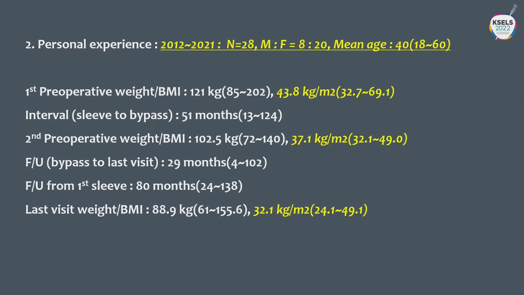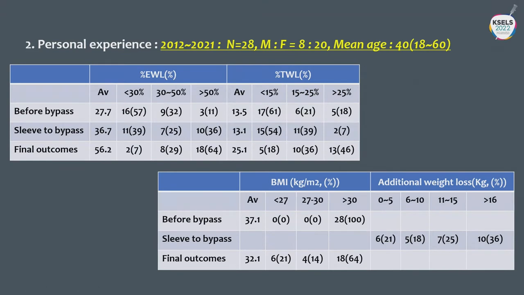At the first surgery, the average BMI was 44, and the interval from sleeve to bypass was 51 months. When I decided on the second surgery, their average BMI was 37. The total follow-up from the first sleeve was 80 months. It's very long, but some patients were lost to follow-up. At the last visit, their BMI was 32. So I will analyze their weight loss outcome.